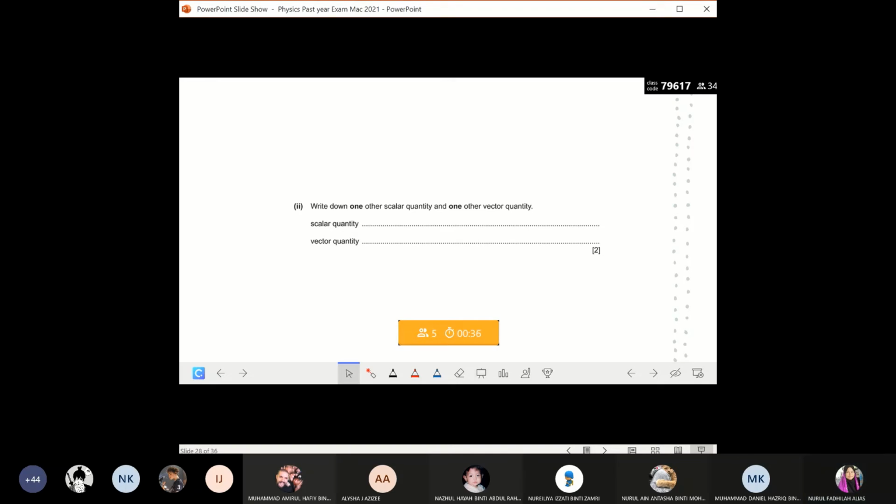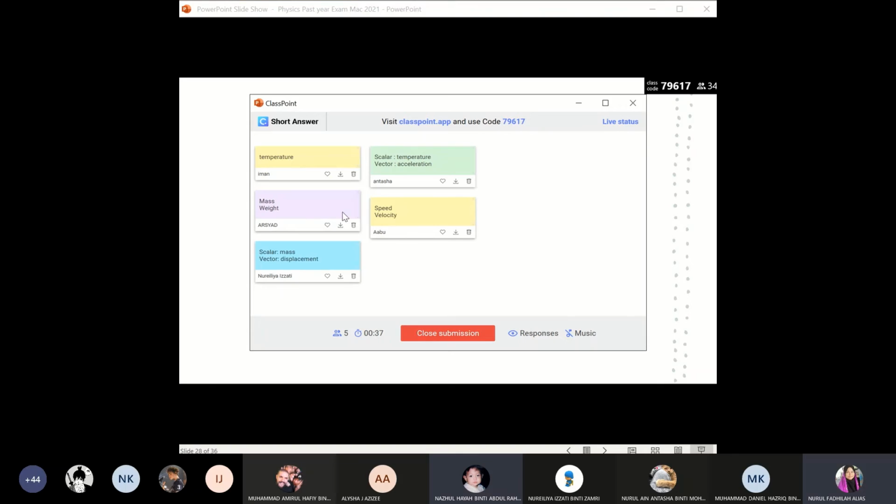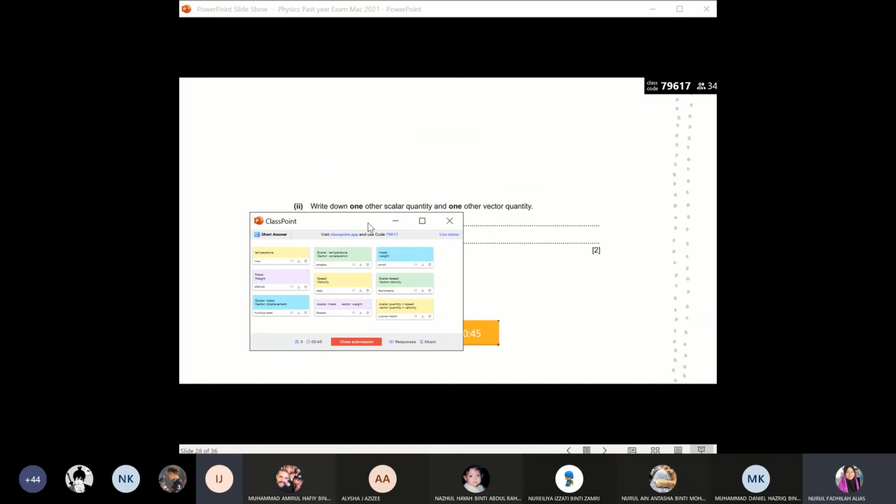Okay. Alright. So this example temperature. Okay, temperature. Kenapa satu jawapan dia? Dia nak soalan dia nak 2 kan? Okay. So you write both lah. Oh, tersubmit. Okay, tak apa.